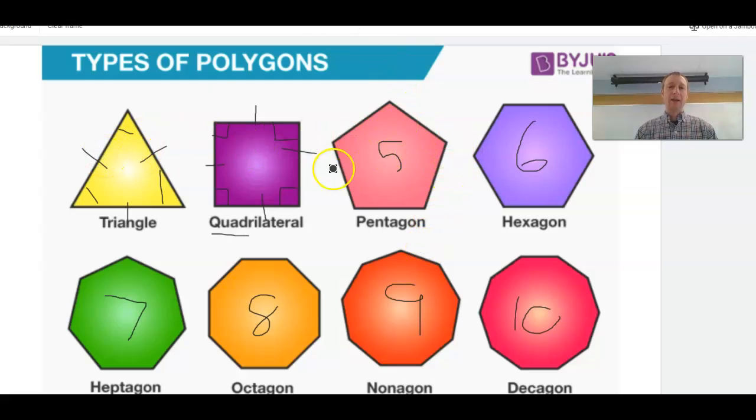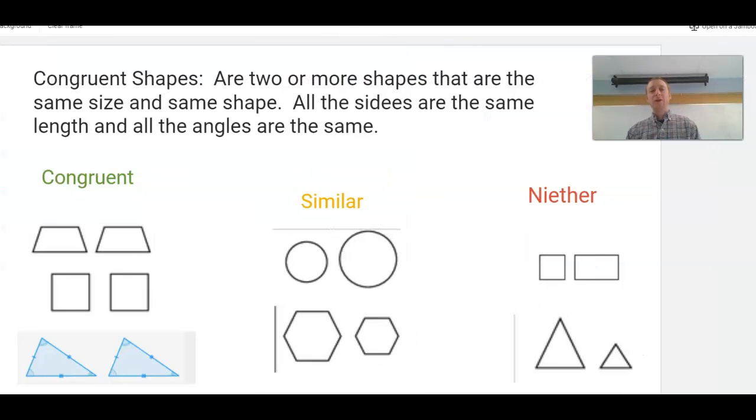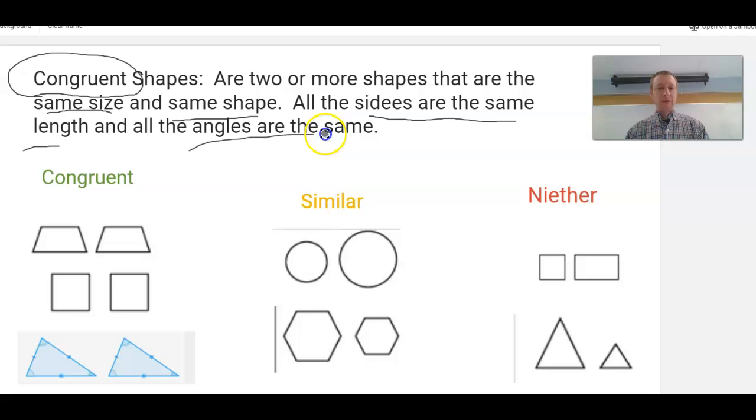These are all polygons, right? Straight sides, and they're closed, and they're flat. Okay, now here's another vocabulary word for you, and that word is congruent. We're going to be using that word a lot. Congruent shapes are two or more shapes that are the same size and same shape. All the sides are the same length, and all the angles are the same.